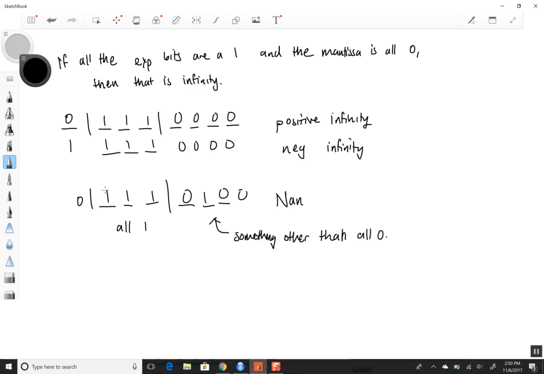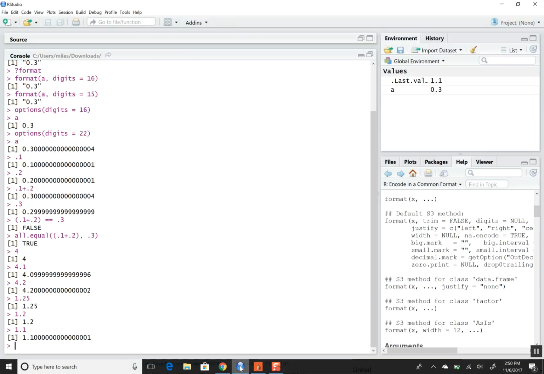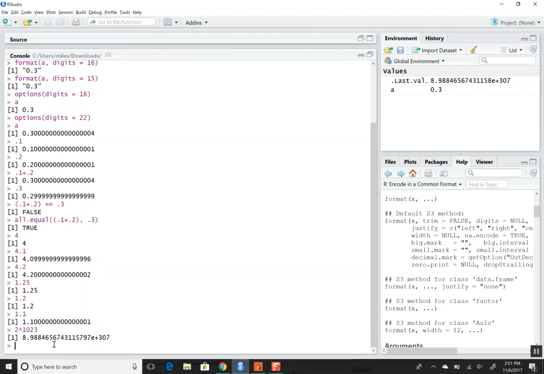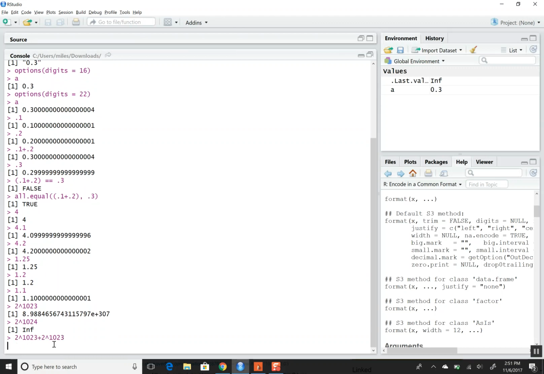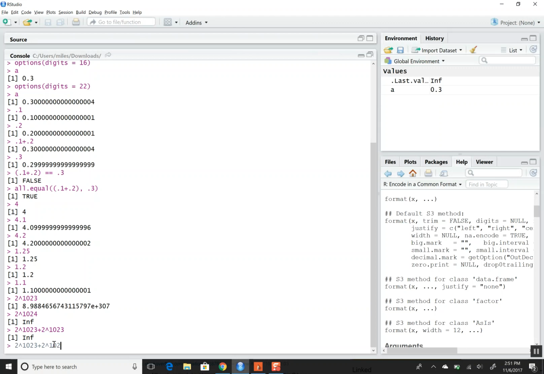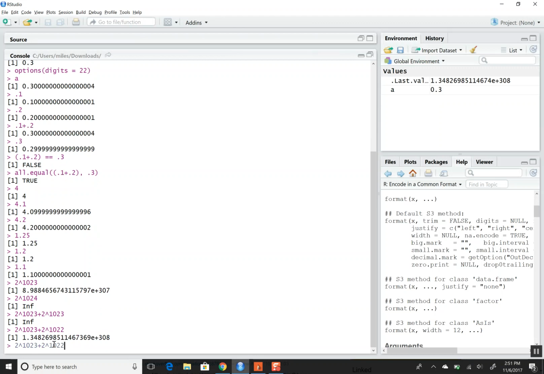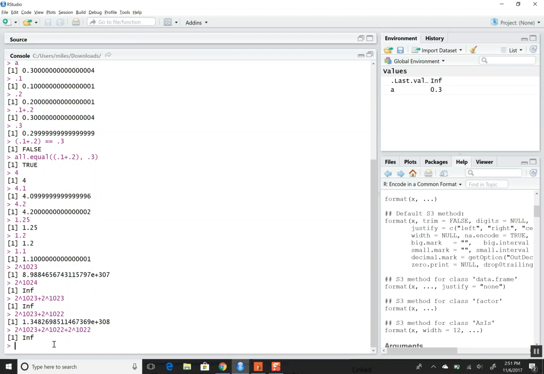In R, and yeah, we're running out of time. There's more to the floating point system, but you can represent probably 2 to the 1023, all right? 2 to the 1024 is going to be infinity. If I do 2 to the 1023 plus 2 to the 1023, this will say it's infinity. If I say 2 to the 1022 plus... so this is not infinity, but if I add something to it, like 1022, then it becomes infinity. No, we only have not a number. We don't have a negative not a number.